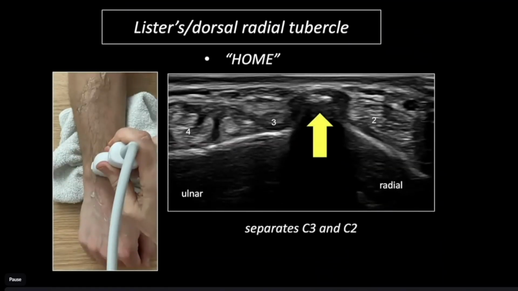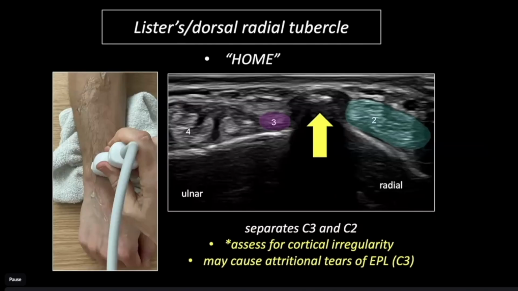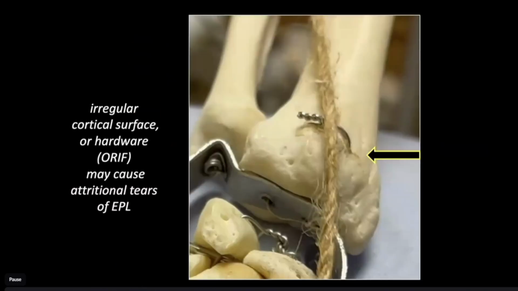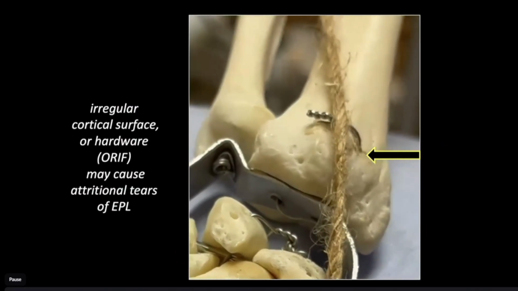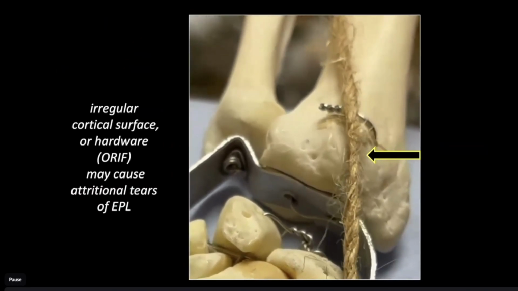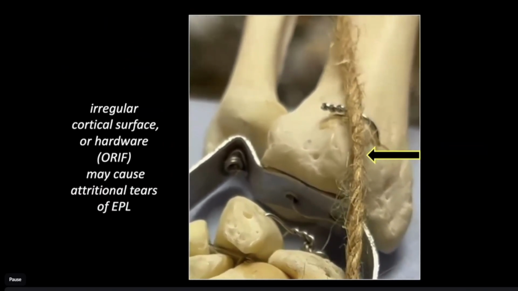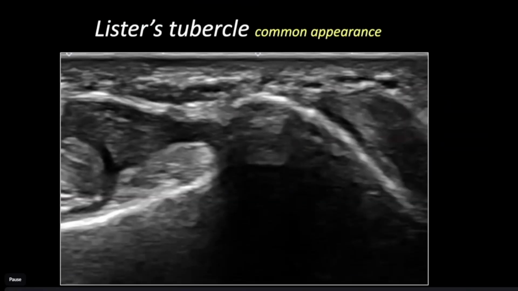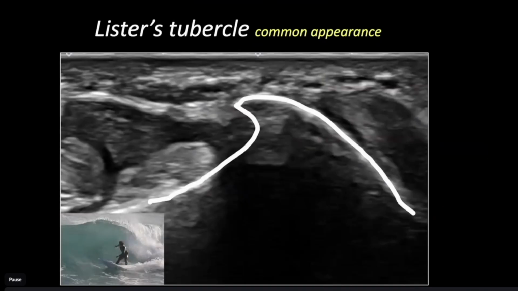Lister's tubercle separates compartment 3 and compartment 2, and it's important to assess it really carefully for cortical irregularity because it may cause attritional tears of compartment 3, EPL. And in my illustration with my friendly skeleton, you can appreciate, if you have an imagination, that if there's an irregular cortical surface or if there's hardware, that tendon might tear. Lister's tubercle, a common appearance for all you surfers out there.